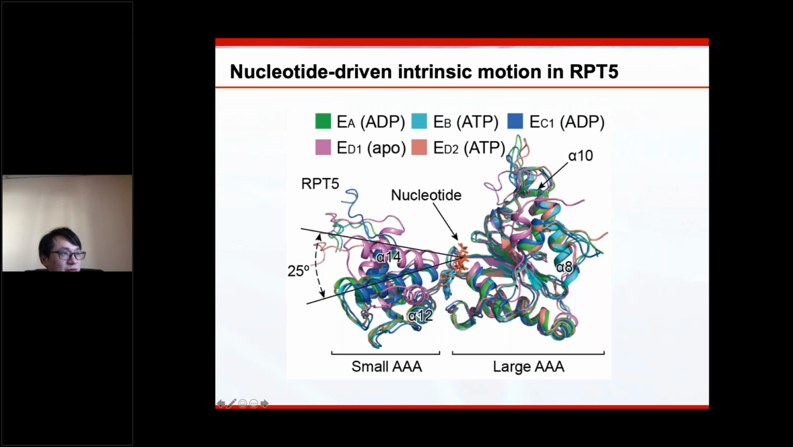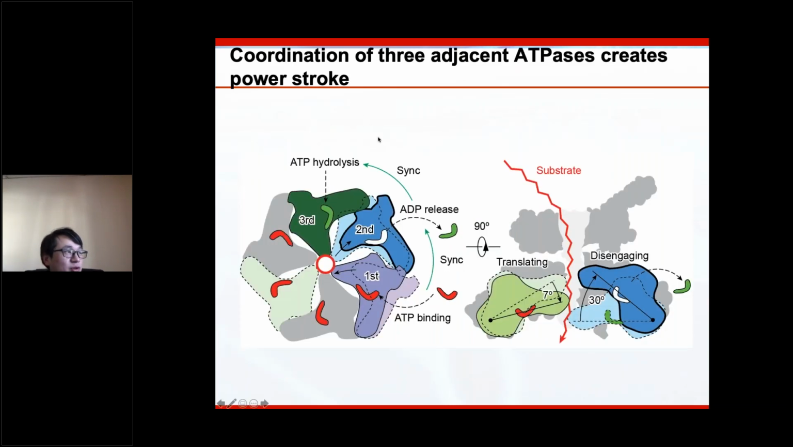They show very similar structures. So which means that the process of ADP release, or say nucleotide exchange, gives rise to the most dramatic intrinsic motion in the ATPase. That's actually how the power stroke is generated, as shown in the current cartoon: once the ADP is released, the whole ATPase becomes very flexible intrinsically, so it could rotate 30 degrees.